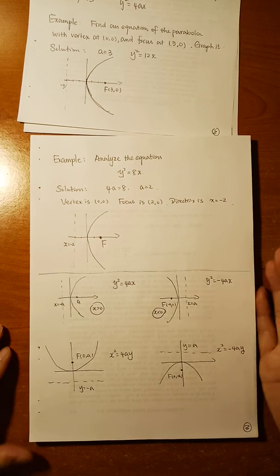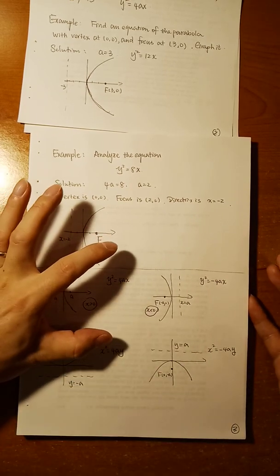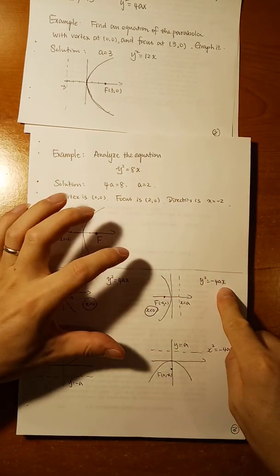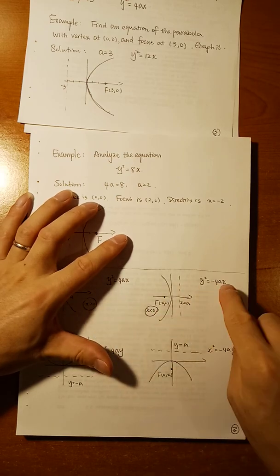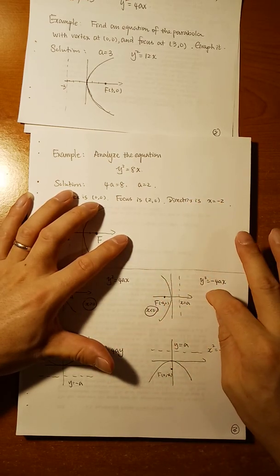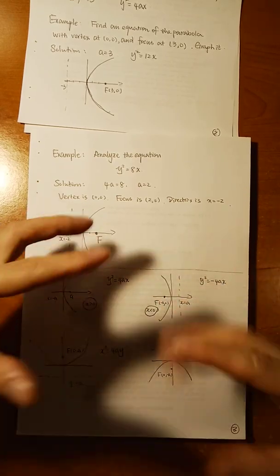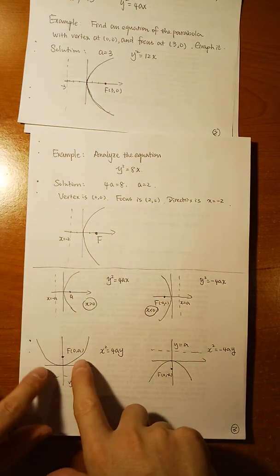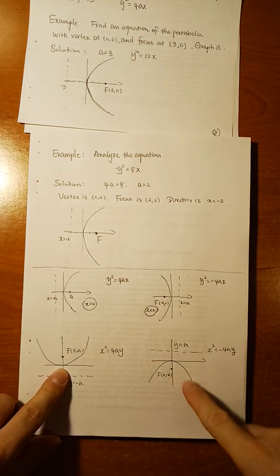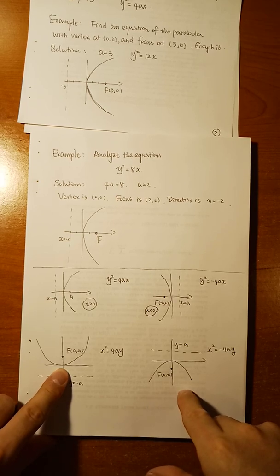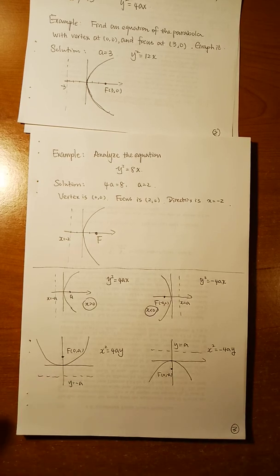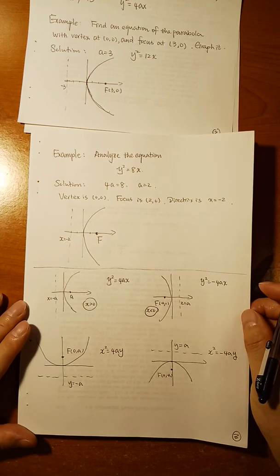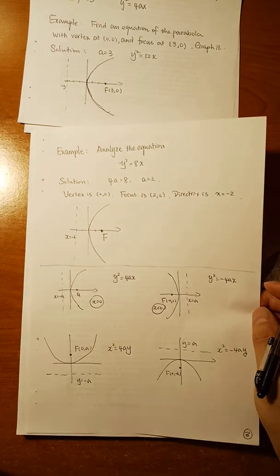And let's see how we memorize it. If you see the opening to the right or the left, you will have 4ax. To the right, positive 4ax because x is positive. To the left, negative 4ax because x is negative. If you have opening up or down, up is 4ay, down is negative 4ay because y is negative. Okay, so that's the way to memorize it. But still, you need to practice to memorize.